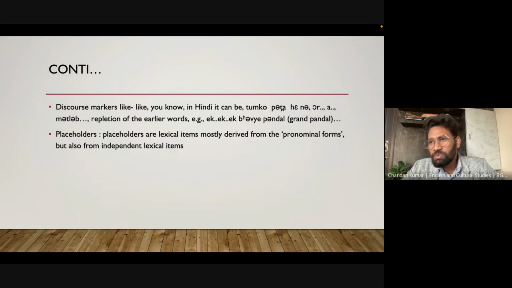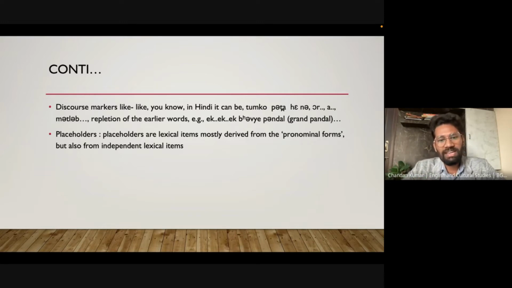The second kind of filler is the discourse marker, and this has also been analyzed across languages, not a lot in Indian languages. So for example, in English it is like, etc. In Hindi we have some phrases like tumko pata hai na, or matlab. Also we repeat the word. This is repetition, so repetition of the earlier word. So for example, if there is an expression called bhabbe pandal, it's grand pandal, and we are not getting that expression, then we use the previous word twice or thrice, just to keep the continuity.